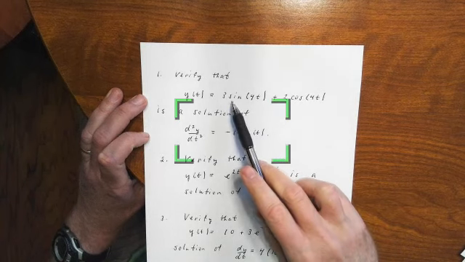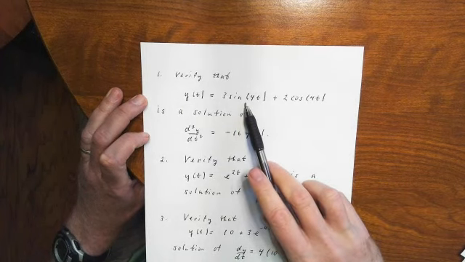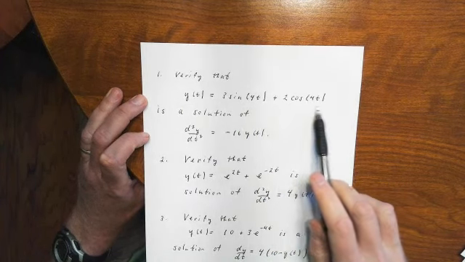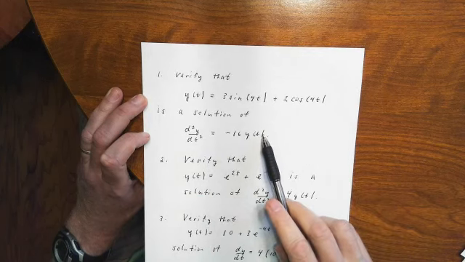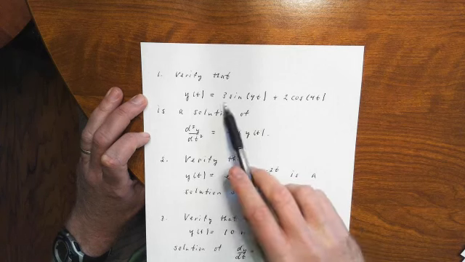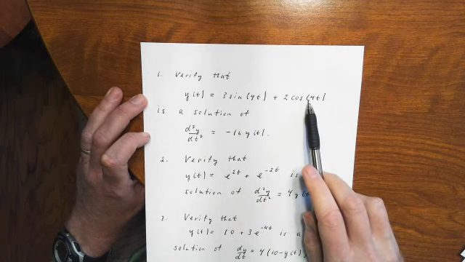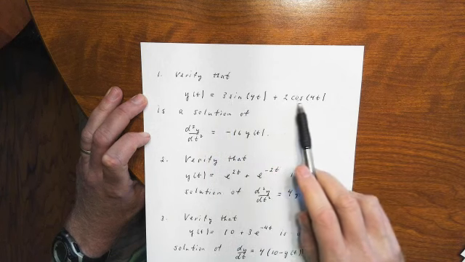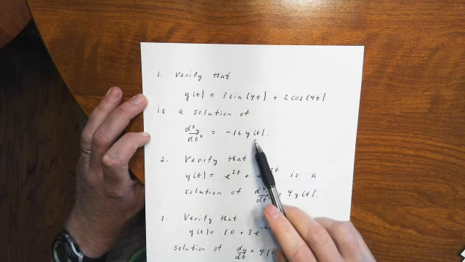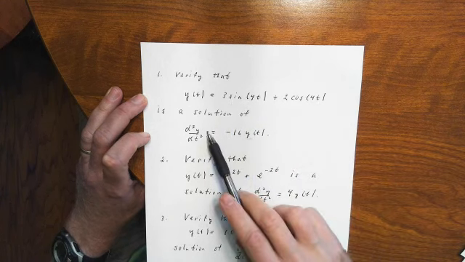Verify that the function y of t equals 3 sine 4t plus 2 cosine 4t is a solution to this differential equation. That means you want to take the second derivative of this expression. You want to plug it in, and you want to show that when you take minus 16 times this expression, you get the same thing.